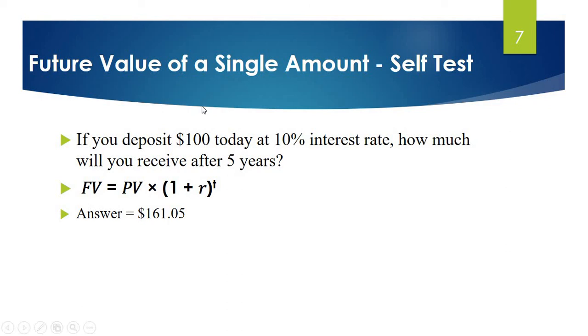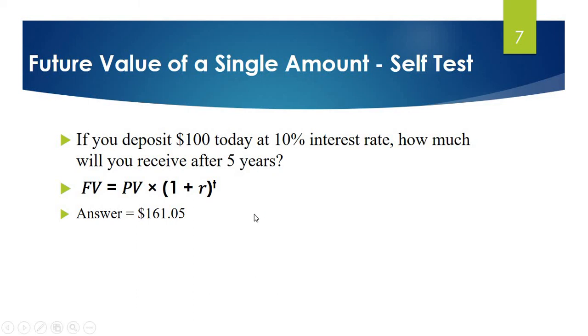For example, if you deposit $100, it will be $110 after 1 year with 10% interest. And for the second year, you receive interest on $110. So after 2 years, it will be $121. So this is how compound interest works.